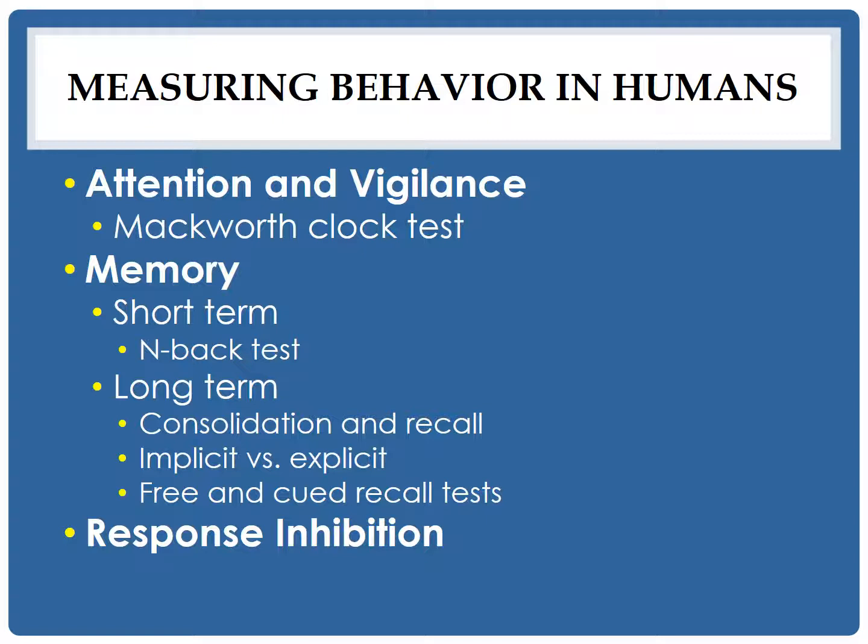And then one type of explicit memory is episodic memory, where you can recall events or tell a story. And there's different tests for that as well. The book talks about free recall and cued recall tests. Response inhibition is just testing a subject's inhibition or impulse control. And again, it's of interest to do that with drugs and without drugs to understand how drugs are contributing to impulse control.